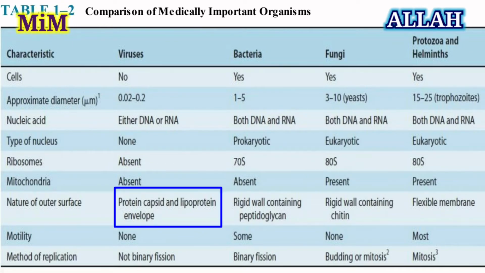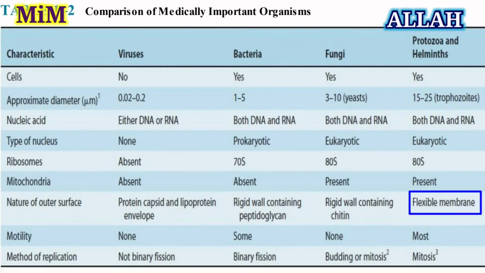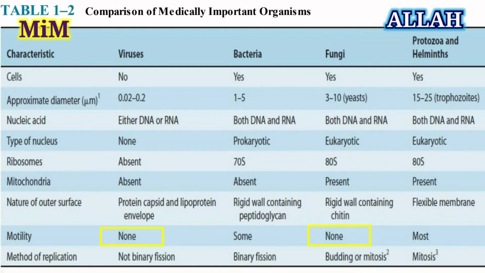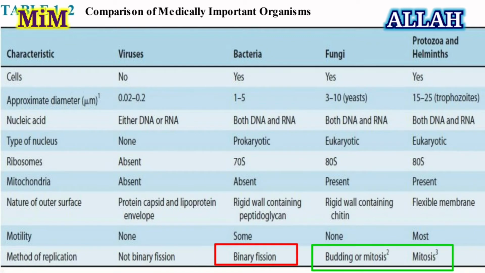The outer surface of viruses is a protein capsid and lipoprotein envelope. Bacteria have a rigid wall containing peptidoglycan. Fungi have a rigid wall containing chitin. Parasites have flexible membranes. The motility of viruses and fungi is none, as they cannot move, while bacteria are somewhat motile and parasites are the most motile organisms. The method of replication for viruses is not binary fission. For bacteria it is binary fission. Fungi replicate by budding or mitosis, while parasites replicate by mitosis only.